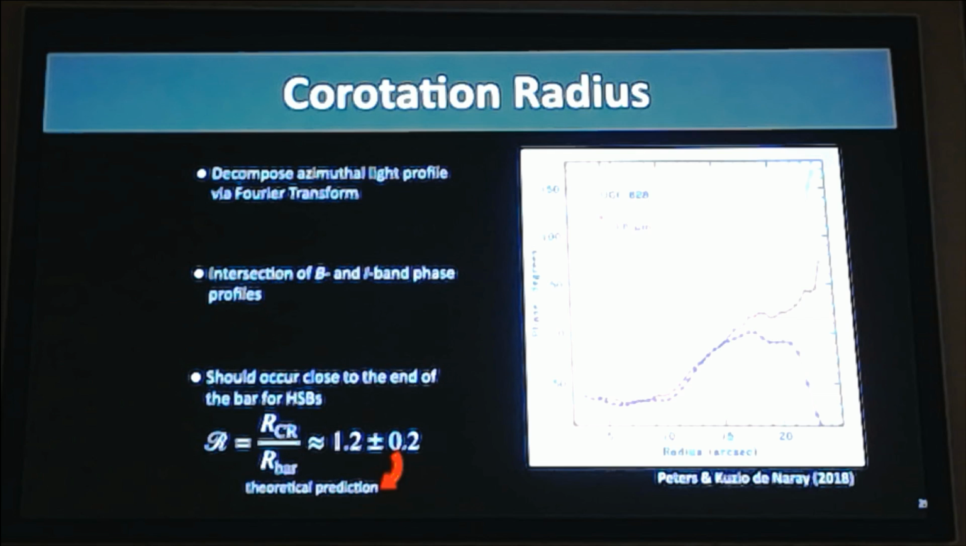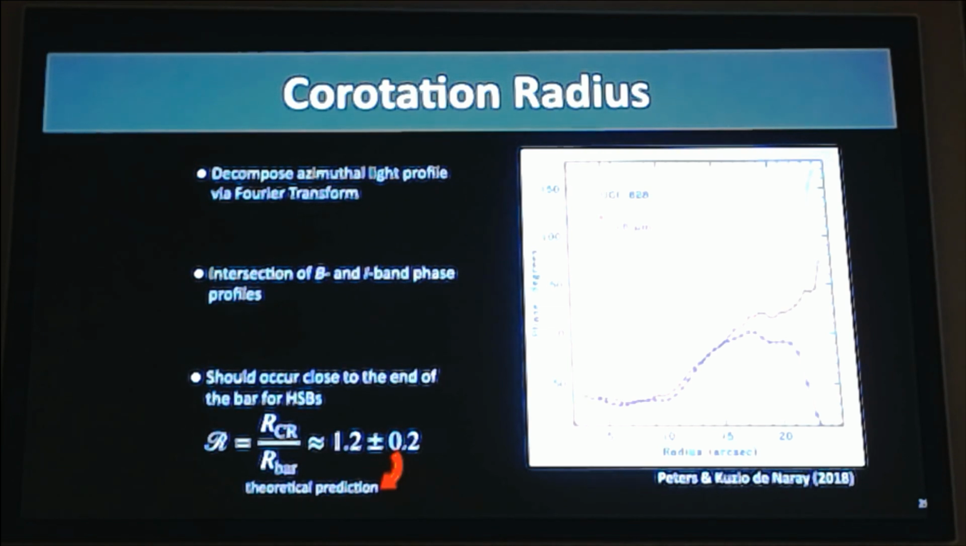So the more interesting measurement is that now we can actually do this co-rotation radius business with a bar length. Again, we use the decomposition of our azimuthal light profiles, and based on spiral density wave theory, you can look at intersections between a blue band and a red band, as these are probing different stellar populations in your galaxy. An intersection of these phase profiles indicates a radius of co-rotation. That's an important bit to note, because a bar could have multiple, and a disk can have multiple radii of co-rotation. To counter this, what's typically done is the first radius after the bar length is taken to be the co-rotation radius of the bar.